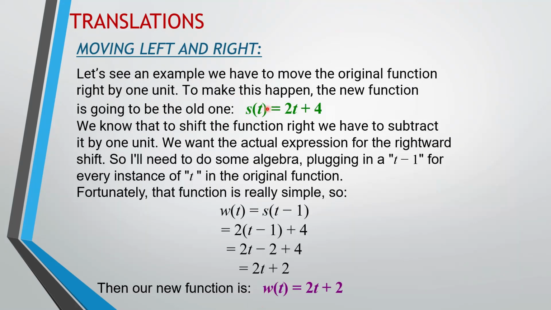Let's see an example. We have a function s(t) = 2t + 4, and if we subtract inside, t - 1, the function is transformed to the right by 1 unit, and we have a new function 2t + 2.